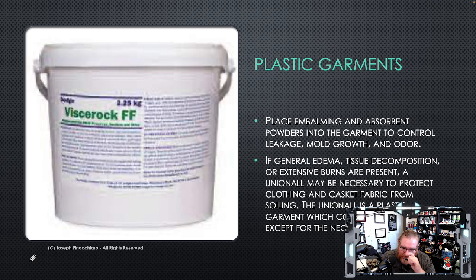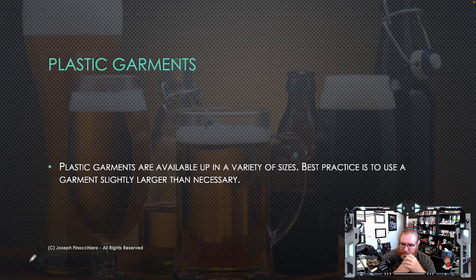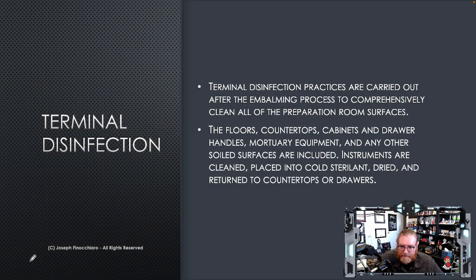If general edema, tissue decomposition, or extensive burns are present, a unionol may be necessary to protect clothing and casket fabric from soiling. The unionol is a plastic garment which covers the entire body except for the neck and head. Plastic garments are available in a variety of sizes. Best practice is to use a garment slightly larger than necessary.